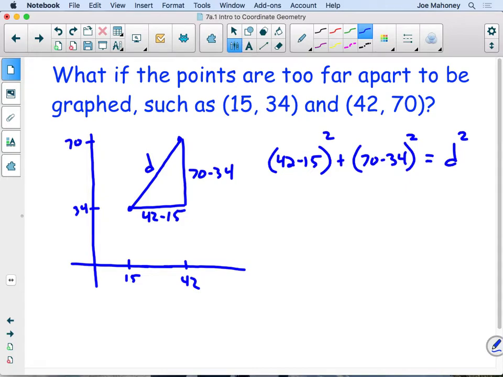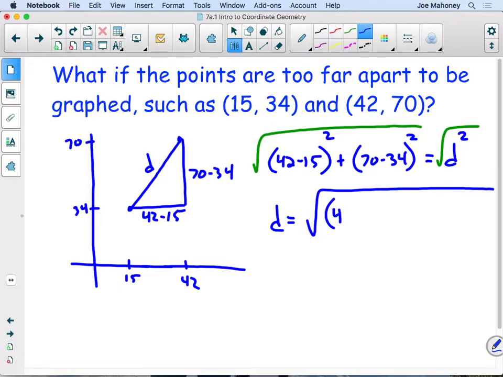And I know I can just subtract 42 minus 15, but I'm getting somewhere. I even want to go one step further, because I want something where I can just type it all into my calculator in one line and get the answer. So if I take the square root of both sides, what I get then is the distance is equal to the square root of all this.